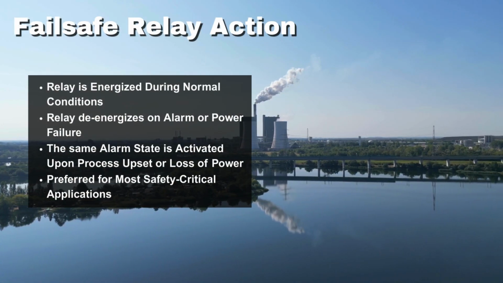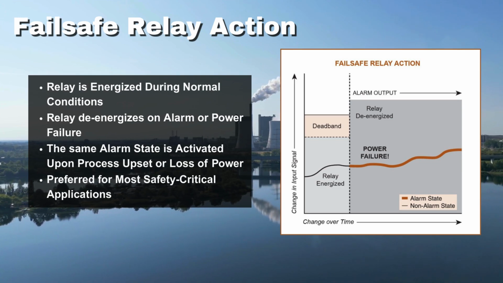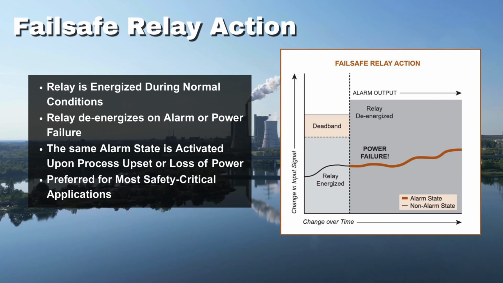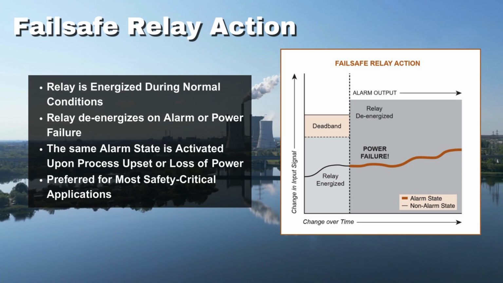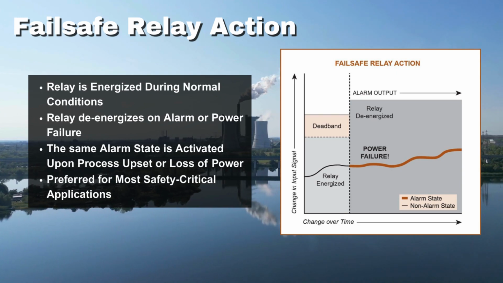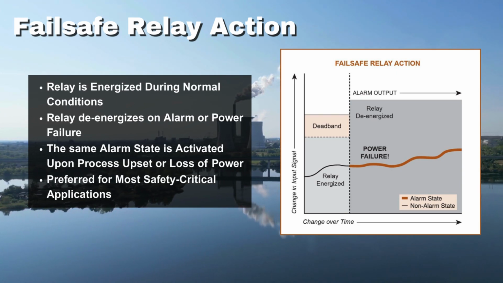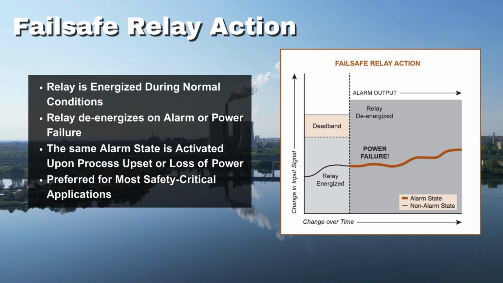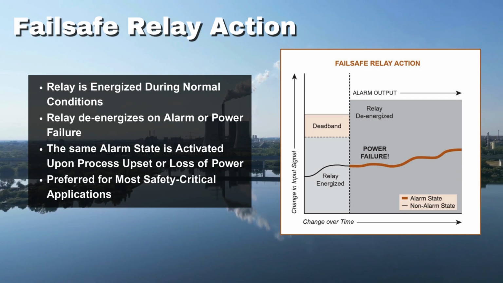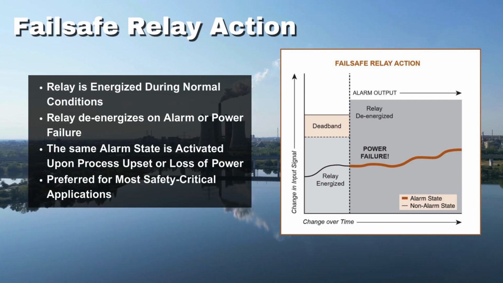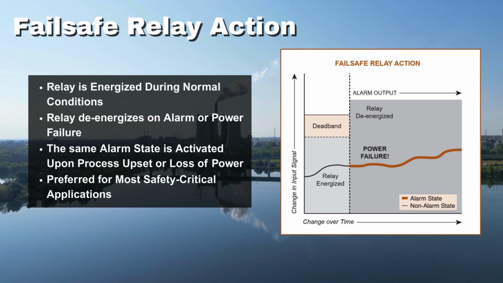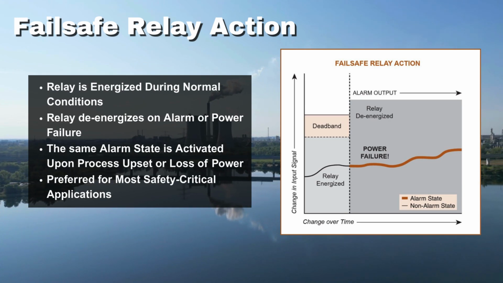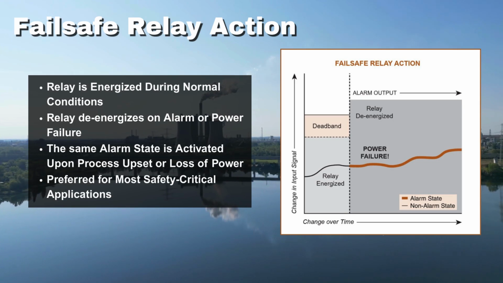Let's start with an important alarm trip setting: failsafe and non-failsafe configurations. In safety-critical applications, it's not just what the alarm detects, but how it behaves during a failure. When you want to activate the same alarm state upon power loss, you define the alarm as failsafe. The relay of a failsafe alarm is energized during normal operation and de-energizes when the process exceeds the trip point or if power is lost. That way, a power failure triggers the alarm just like a real process upset would.